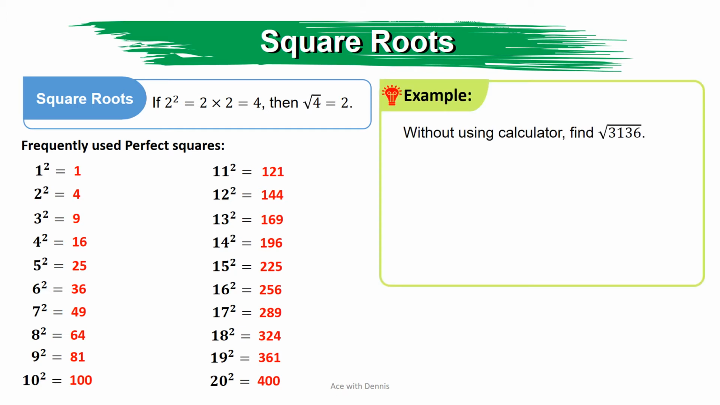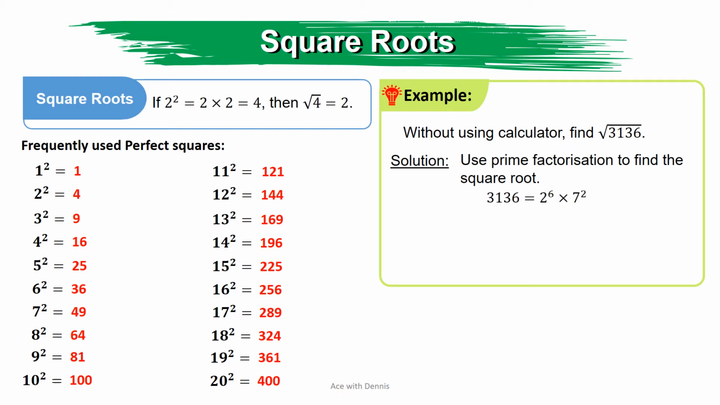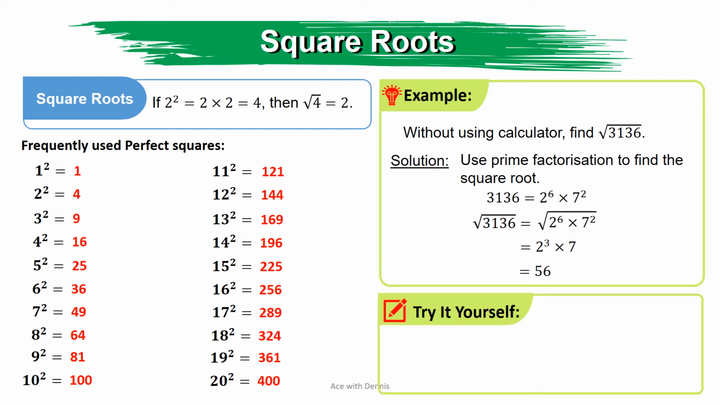Okay, now let's look at this example. Without using calculator, find square root of 3136. Here's the solution. We need to use prime factorization to find the square root. So 3136 equals 2 to the power of 6 times 7 square. So square root of 3136 equals square root of 2 to the power of 6 times 7 square. And to remove the square root, we just need to divide the power by 2. So it becomes 2 cubed times 7 and we get 56.